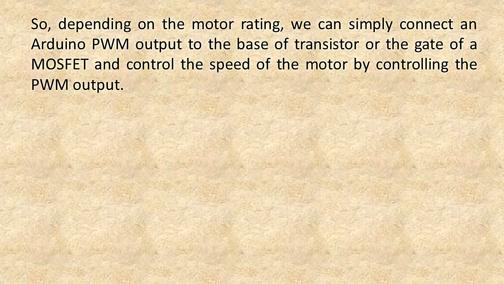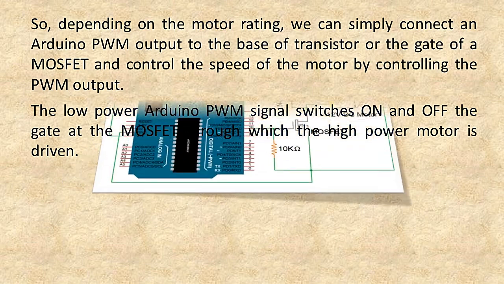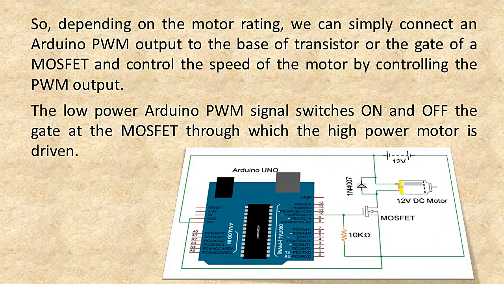So, depending on the motor rating, we can simply connect an Arduino PWM output to the base of a transistor or the gate of the MOSFET and control the speed of the motor by controlling the PWM output. The lower power Arduino PWM signal switches on and off the gate of the MOSFET through which the high power motor is driven. In the image shown here, the Arduino output is connected to the gate of the MOSFET, which in turn drives the 12 volt DC motor.